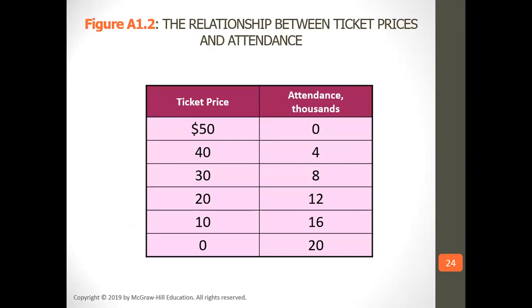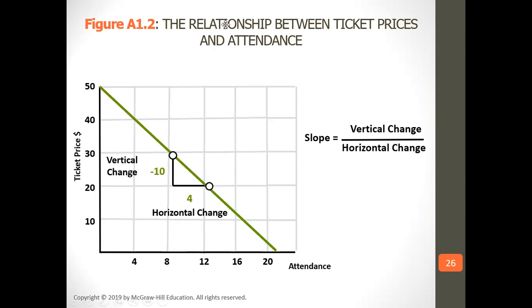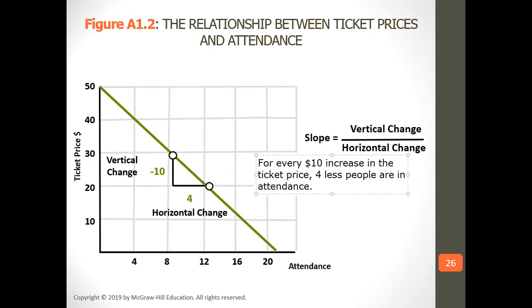This chart is good at showing how, if the ticket price goes up, the attendance goes down, because less and less people are interested in going to the game. Based on this, negative 10 and 4 means that for every $10 increase in the ticket price, 4 fewer people are in attendance. It's more expensive for them. So that's the slope of it.